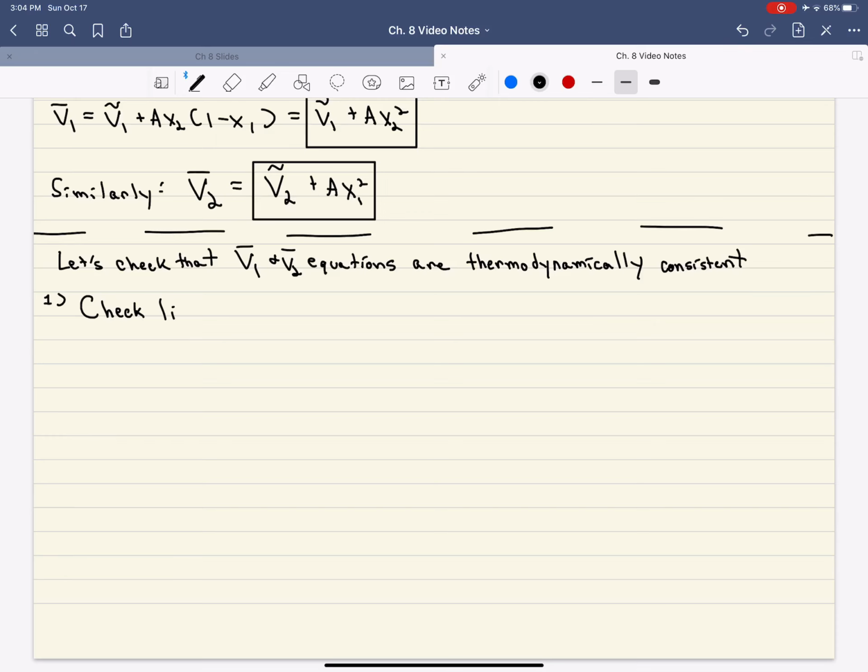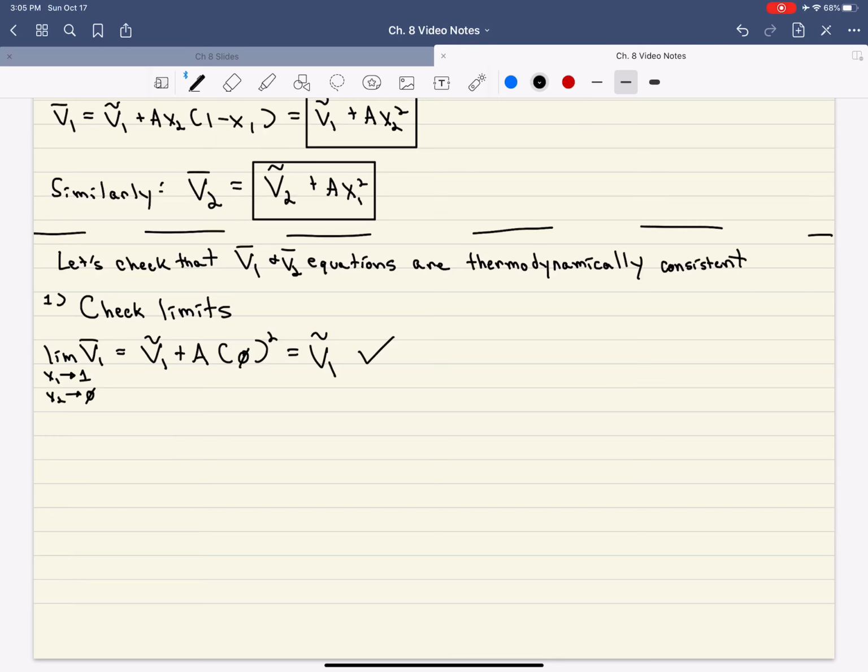So the first thing we're going to check is the value of these models at their limits of the mole fractions. And so for V1 bar, let's take a look at the case where we have a pure species of species 1. So x1 is equal to 1, and conversely, that would mean that x2 is equal to 0. So V1 bar is equal to V1 squiggly plus a times x2 squared. If x2 is at the limit of 0, that means we get back V1 squiggly. So that is what we would expect.